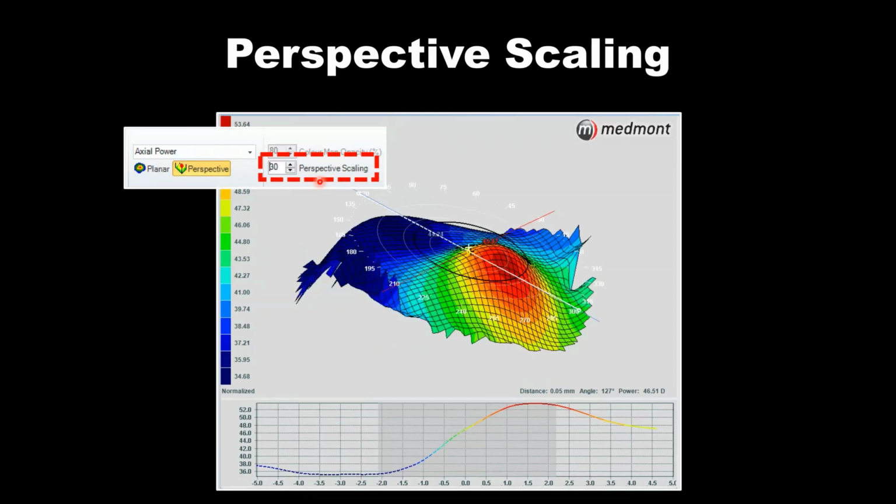So if I increase that to 30, now we're beginning to see how curved that keratoconic eye is inferior and how uncurved it is, how flat it is superior of the apex. So this can be a valuable tool when you're trying to explain the eye shape to a patient.